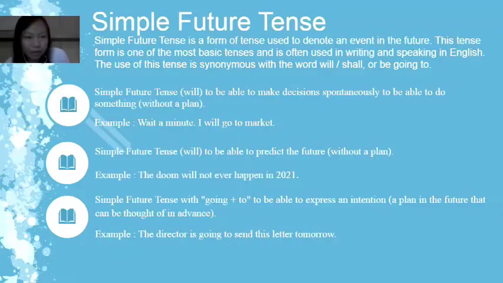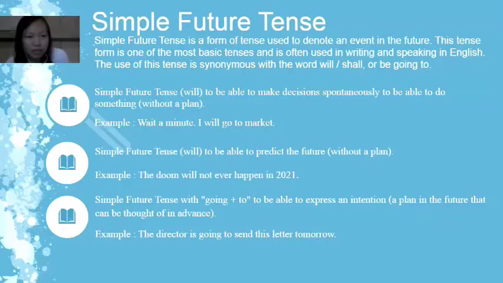Simple future tense can be used to make a decision spontaneously, to be able to do something. Example, wait a minute, I will go to the market.